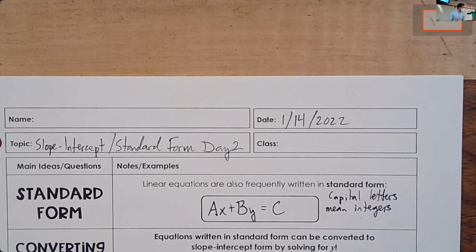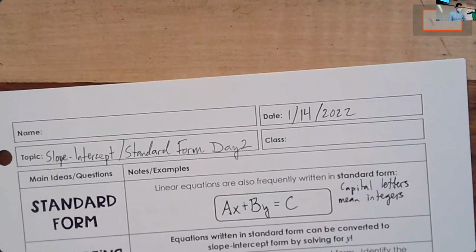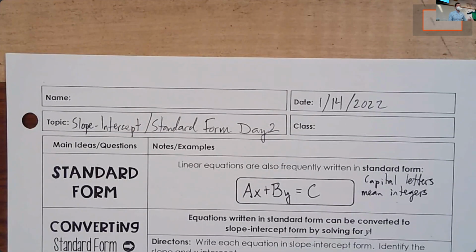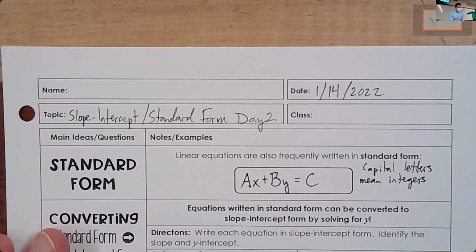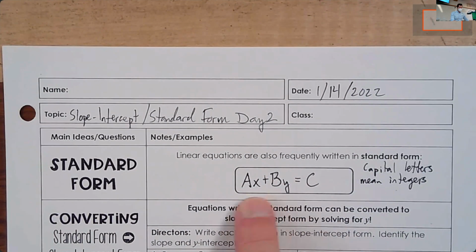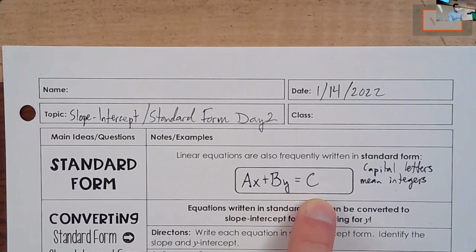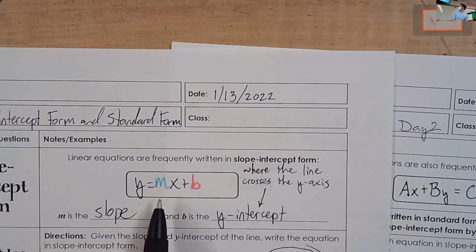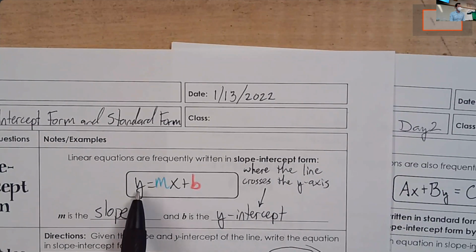So that's kind of our setup for today. We are going to be doing a lot of practice with this. Hopefully we'll have plenty of time to continue working on the assignment that we got yesterday. So it says, equations written in standard form can be converted into slope-intercept form by solving for y. What that means is we need to get this lowercase y all by itself, and we're going to keep it on the left side of the equation because we want to get it from here in standard form to here in slope-intercept form, where y is all by itself on the left side of the equation.